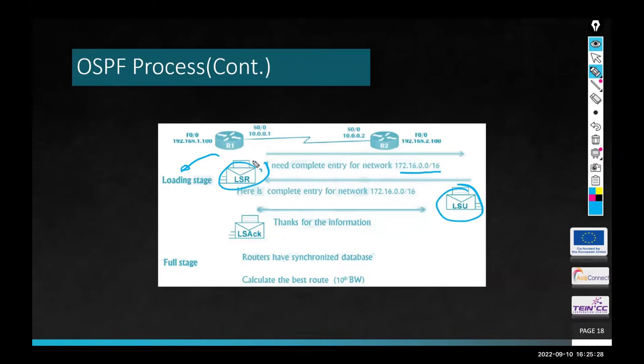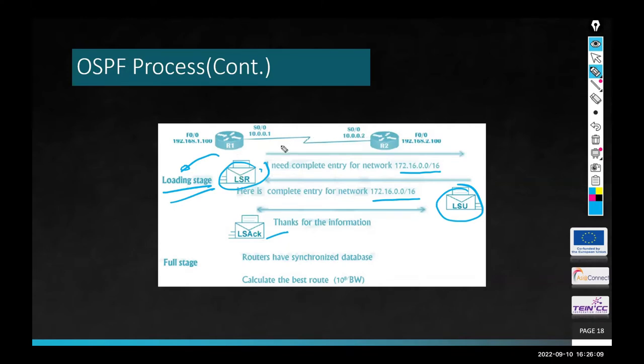So when R1 requests from R2, I need information for 172.16.0.0/16, R2 sends the information for 172.16.0.0/16 to R1 via LSU packets, then it also sends the acknowledgment packet. All of this is in the loading stage. So if you see your link neighborship in the loading stage, you have to think that your router is requesting some routes from your neighbor.